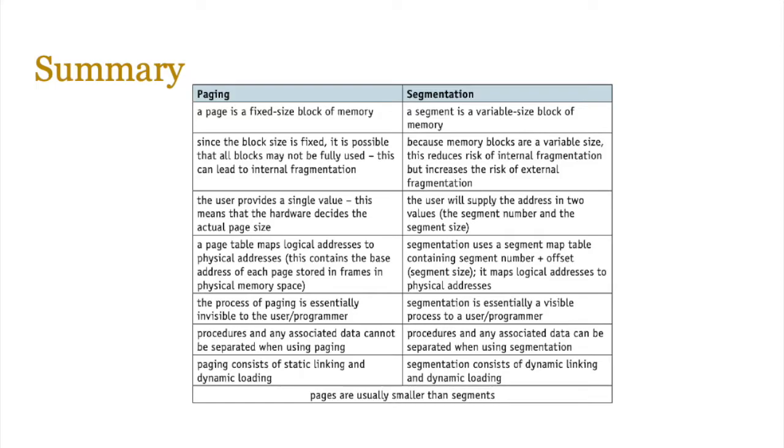Dynamic loading basically means that both support in-demand swapping of data. So when a process is in the ready state, it's only then that their data is loaded into the main memory. Otherwise, it stays in the virtual swap space. And finally, pages are usually smaller than segments due to their fixed nature.